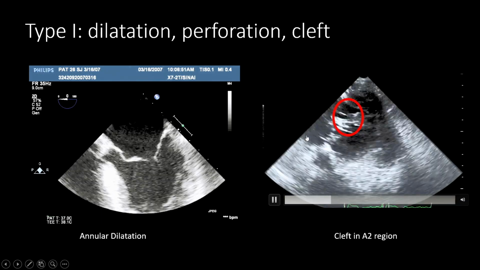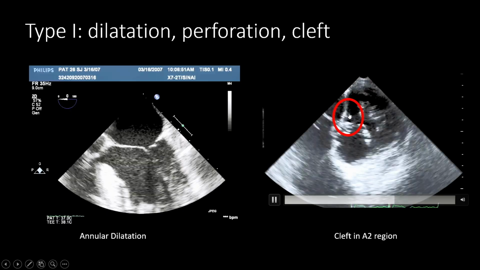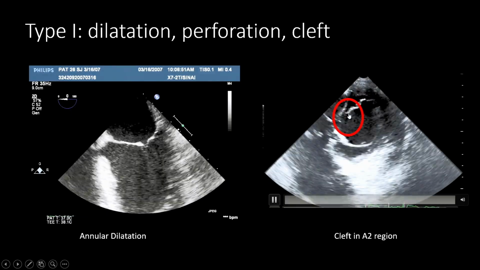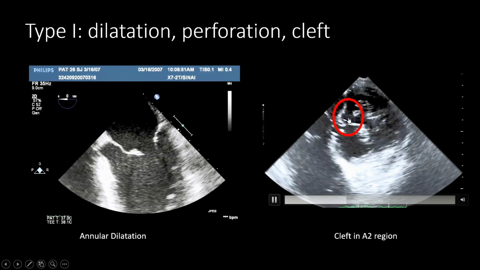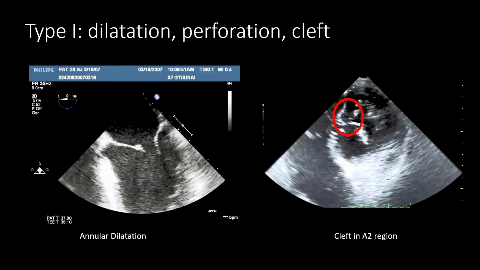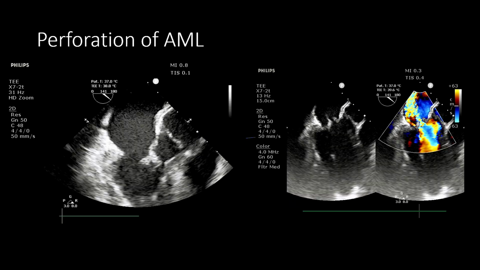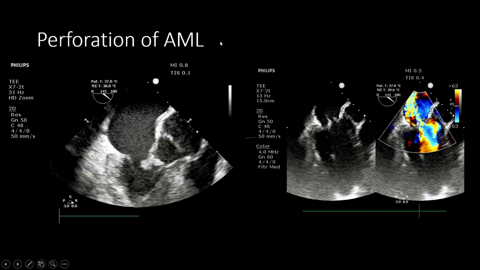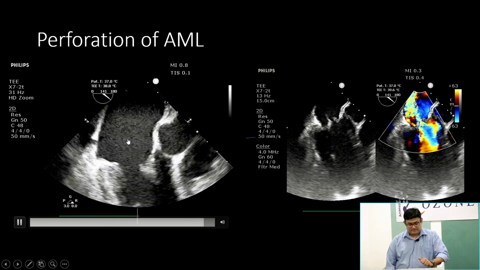Here you have a cleft in the A2 region, which is commonly seen in congenital heart disease. So this will have a jet. If you put a color Doppler, you will see the jet coming out of this region. This is a perforation of AML because of endocarditis. You can see a big gap here.